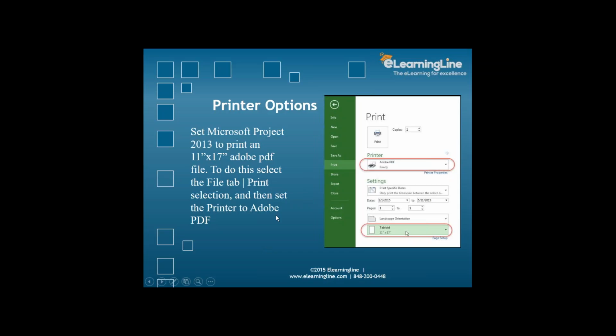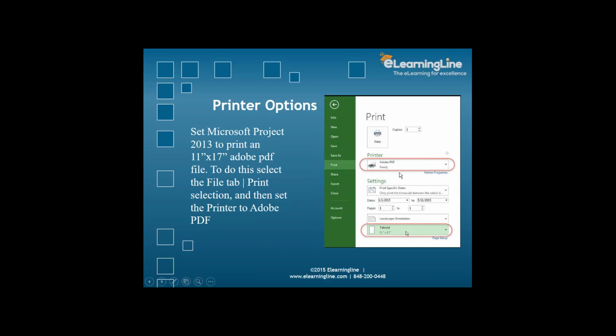The other option is if the project plan is really, really small and you have an option to take a screen print of it, you can take the screen print of it. But if you don't have that option, then you will just let it go. So here, to do this, select the File tab, Print section, and then set the printer to Adobe PDF. So from here you have the option.